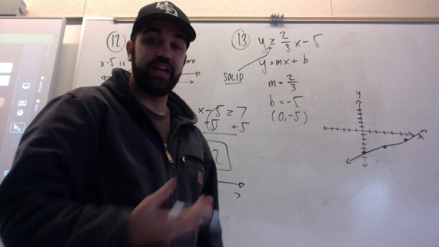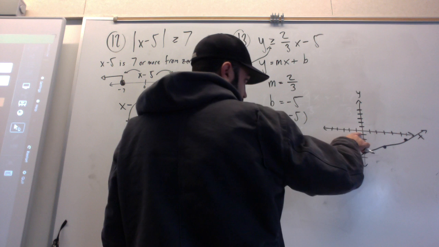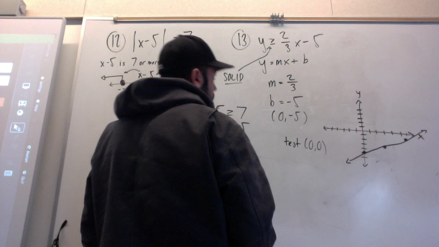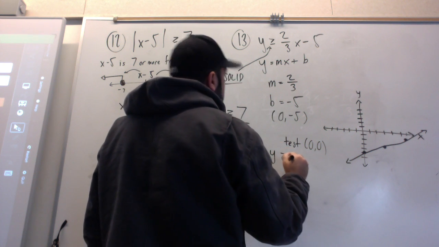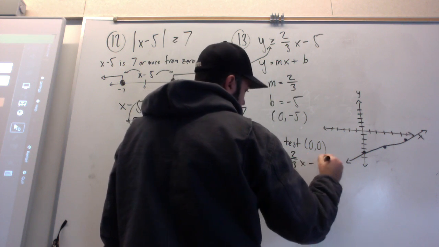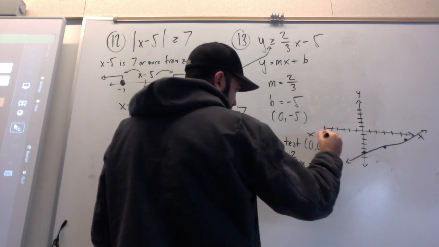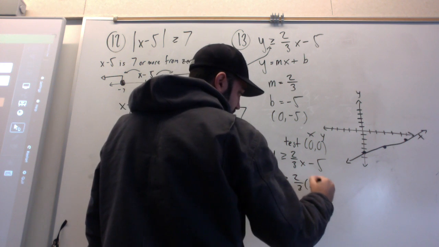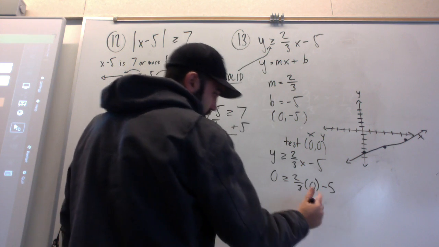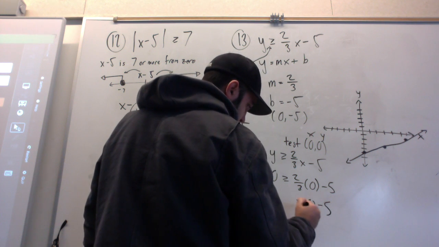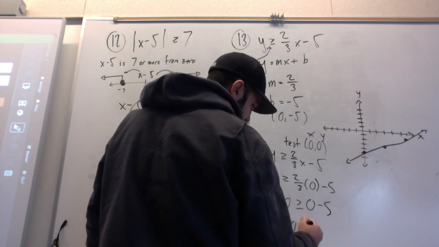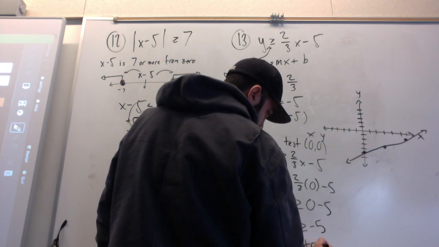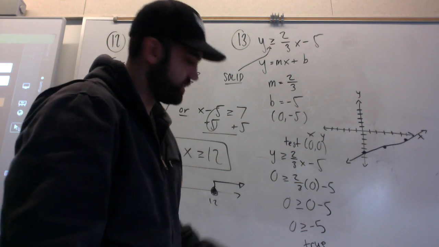Now we just need to determine which side do we shade. So I like to test 0, 0 to see if that is an answer on this inequality. So if I plug that into my inequality here, I get, sorry, this is the x value, the y value of the point. So I get y, 0, greater than or equal to 2/3 times 0 minus 5. That makes 0. And 0 minus 5 is negative 5. This is true. Right, 0 is greater than negative 5.